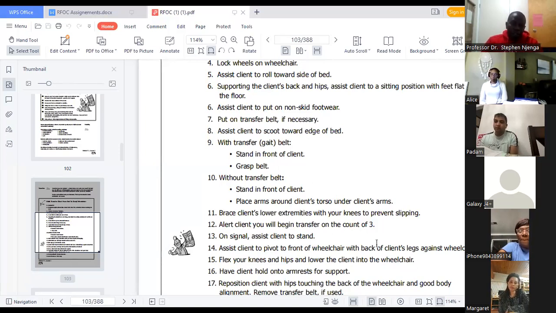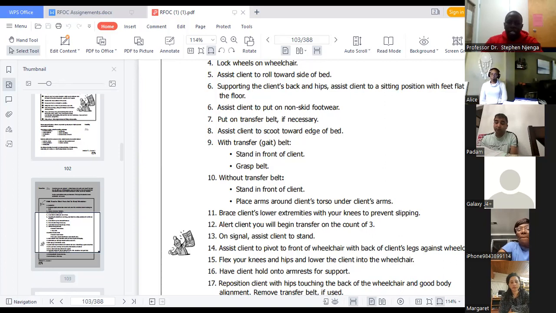Assist the client to pivot to in front of the wheelchair with the back of the client's legs against the wheelchair. Flex your knees and hips and lower the client into the wheelchair. Have the client hold on to the armrest for support. Reposition the client with hips touching the back of the wheelchair and good body alignment.